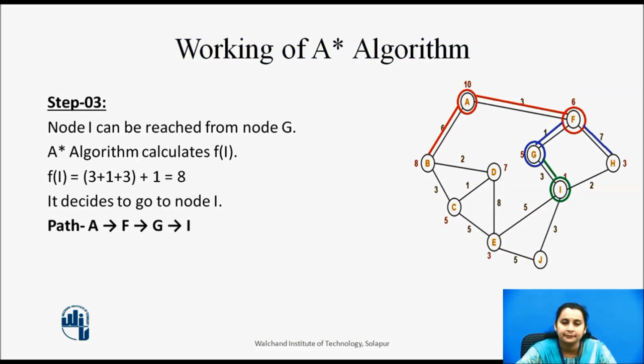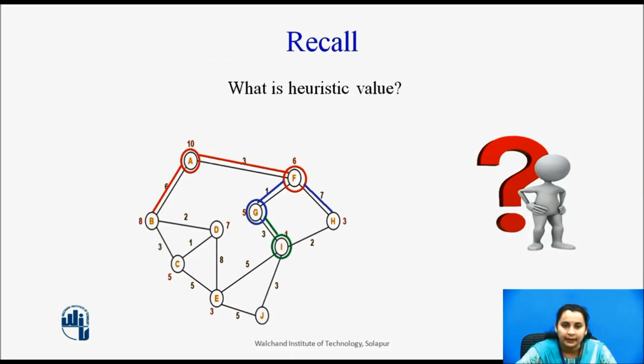Further, we are exploring node G. As there is a single neighbor to this G, we have calculated its f value, and further we are exploring that I node.